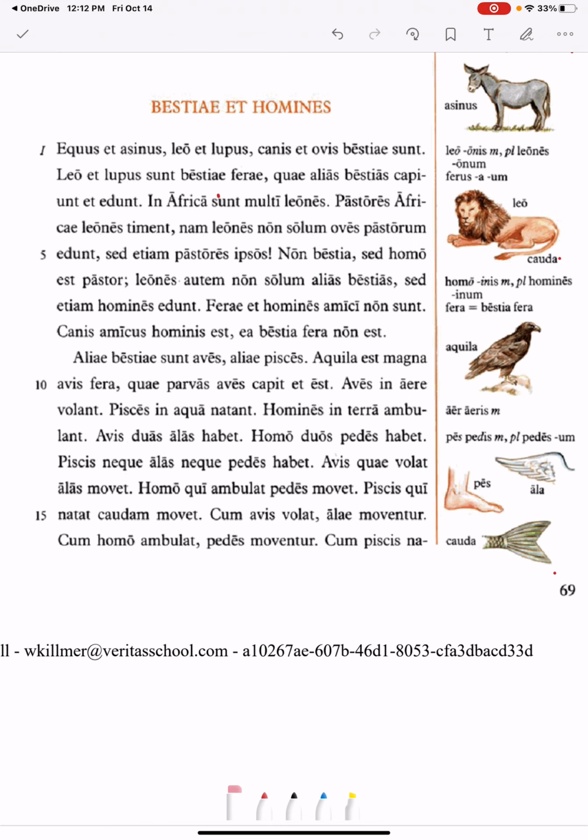Now, let's briefly reread this whole page and see if you can understand, put together the meaning of the sentences using the new vocab words that you've just jotted down. I'm going to read it slowly. Read along with me.